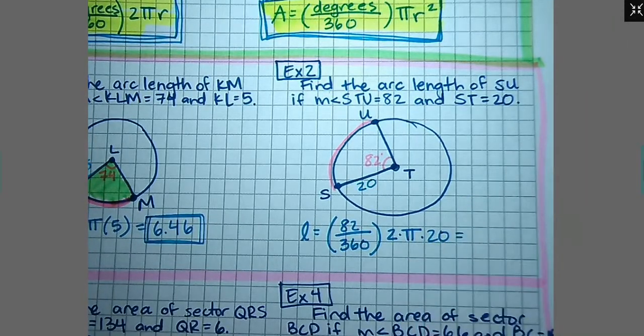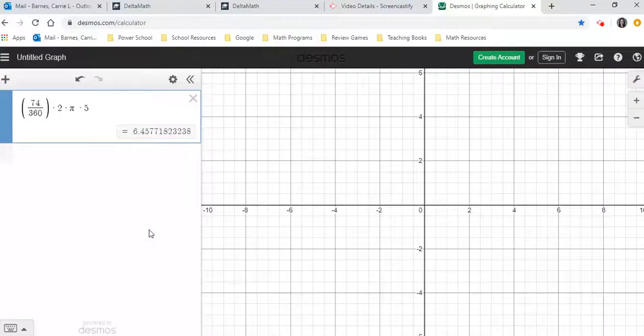We're just going to type this straight into Desmos so it'll calculate it for us. And I actually already have the setup, so all I'm going to do is change this to 82. And then I'm going to change this 5 to 20. Okay, so this is going to be 28.62.